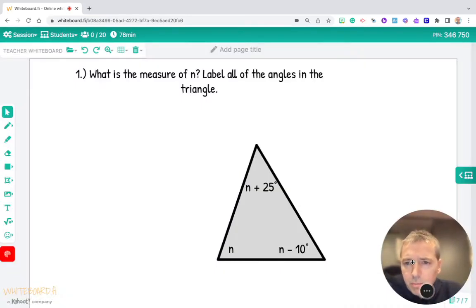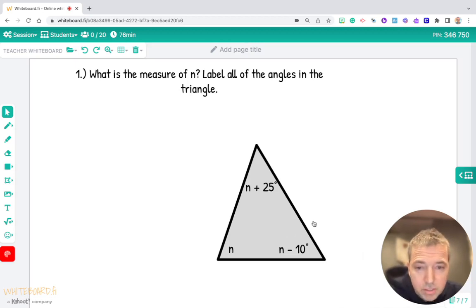Hey guys, let's answer question number one. What is the measure of n? Label all of the angles in the triangle. So right now, when we look at this triangle, we don't know any of the angles. We know one is just n, one is n plus 25 degrees, and one is n minus 10 degrees.